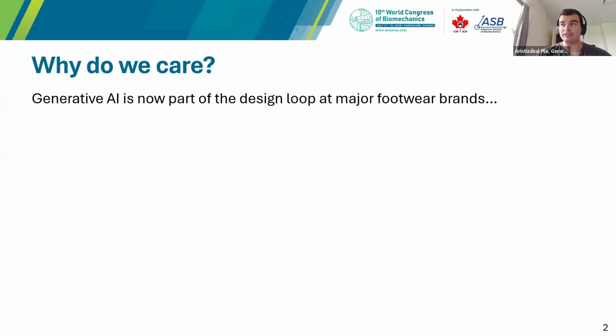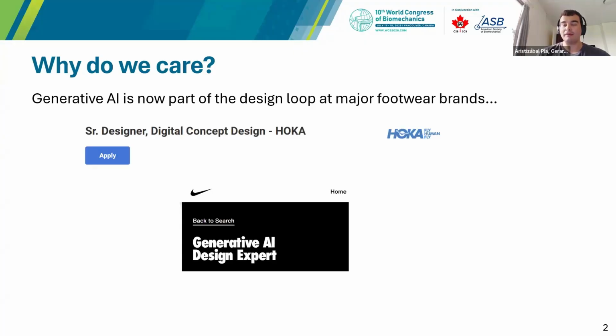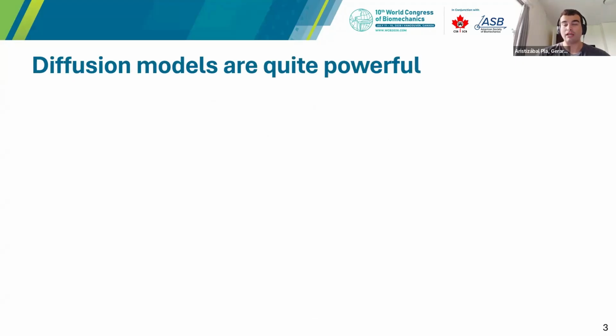The main reason why we care is because generative AI is now part of the design loop at major footwear brands, and this can be reflected in companies like Hoka or Nike. But the key question is if generative AI can also be used to do research. I assume that most of you are already familiar with diffusion models, but just know that these are really powerful image and video generation models, capable of achieving generations like this.